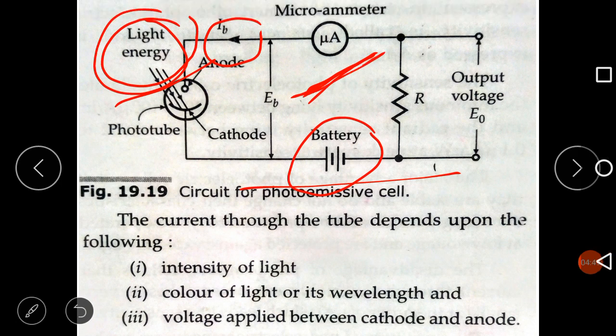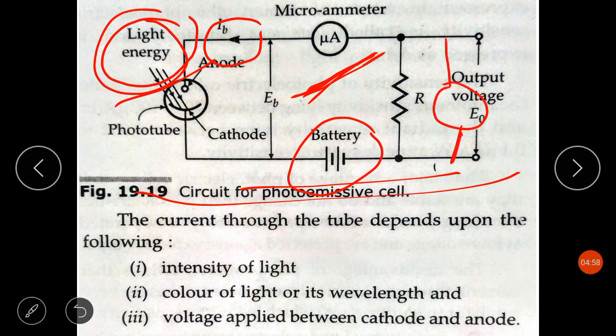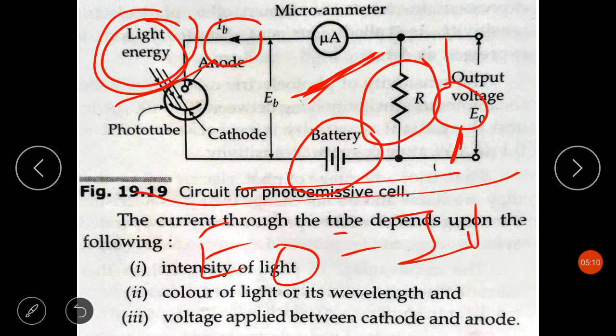Now another way is that if I use a voltmeter here, this voltmeter will measure the voltage across this resistance. So what will be the voltage? E naught is equal to IR. Here the resistance is constant, and I is the photoelectric current, which will get measured with this microammeter. So E naught is the output voltage.